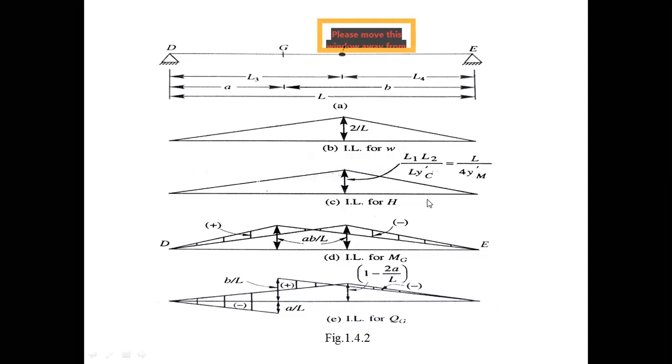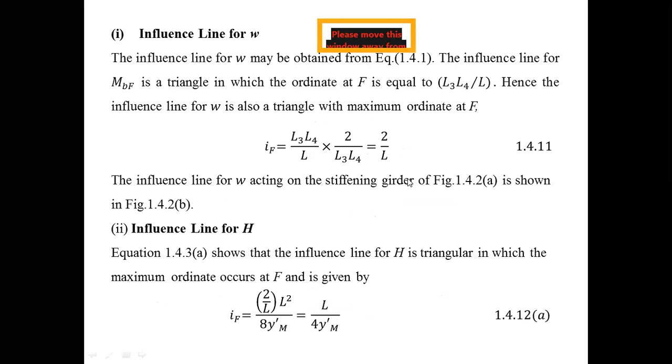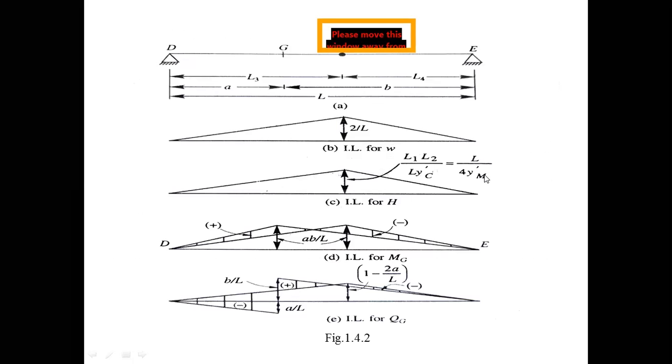That is also in terms of Y dash C, L1 L2 by L into Y dash C, and L by 4 Y dash M. If it is mid-span, how is it? Again, you calculate the influence coefficient. You already know the equation for horizontal reaction: WL square by 8 Y dash M. Already derived in the previous process. So what is W? 2 by L. You substitute here 2 by L, then you get L by 4 Y dash M. That is the alternative, L by 4 Y dash M in terms of mid-span.